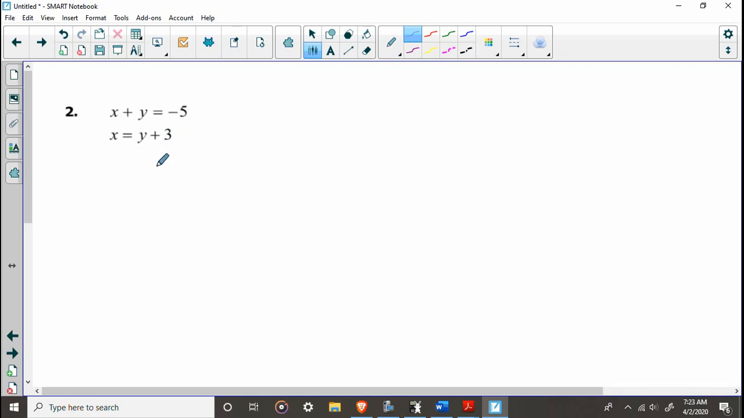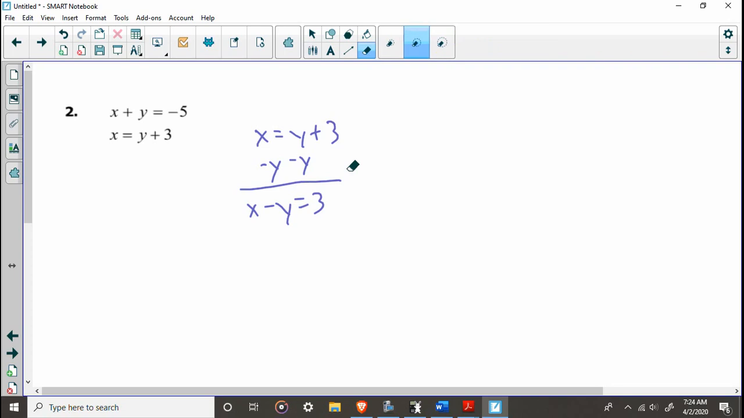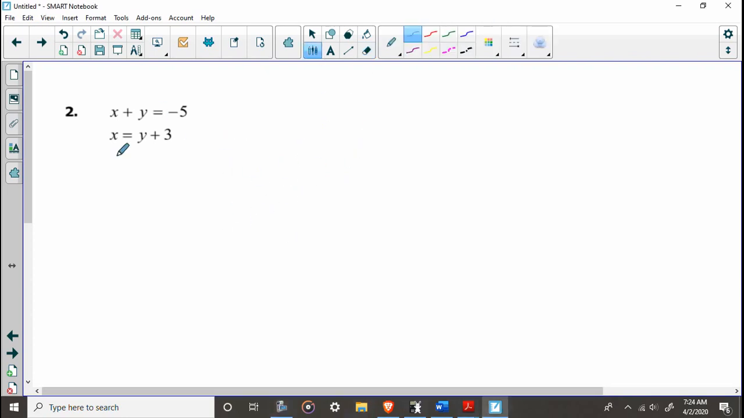Now, if you like elimination, it would be very easy to just subtract y from both sides and have x minus y is equal to 3. That would be nice and easy. But being that it's set up this way, let's do it the way it is. x is equal to y plus 3. Let's plug that into the other equation.